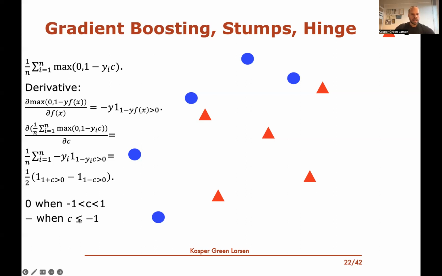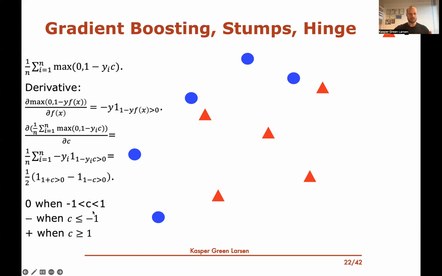On the other hand, if c is less than -1, what do I get then? Then 1 plus c is not greater than 0, so we get a 0 contribution over here, whereas this indicator here actually becomes 1, because 1 minus c, when c is less than -1, is definitely positive. So this is going to give us a -1 contribution. So the derivative is going to be negative when c is less than -1. Finally, when c is greater than 1, the first of these indicators is 1 and the second indicator is 0. So the derivative is positive in this case.